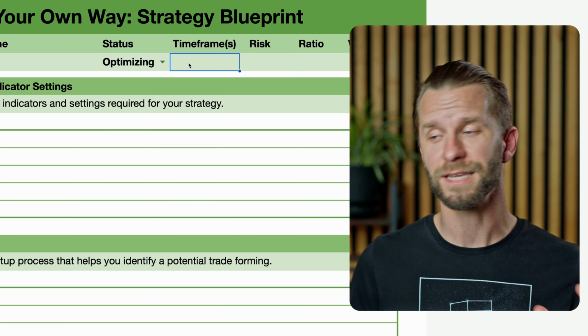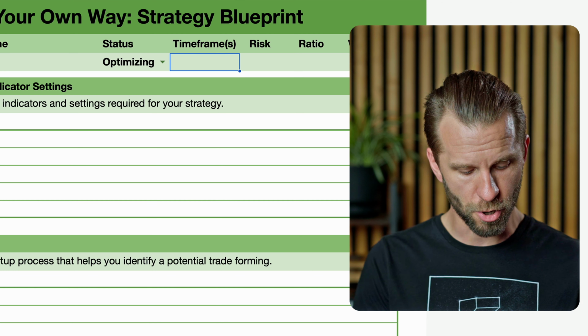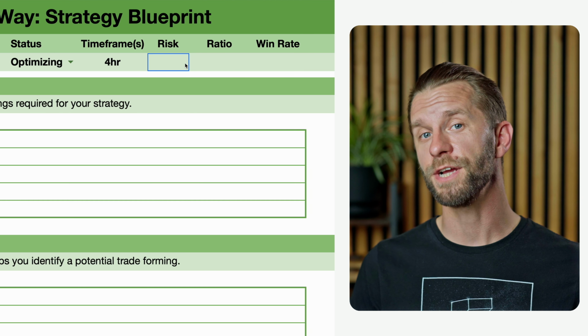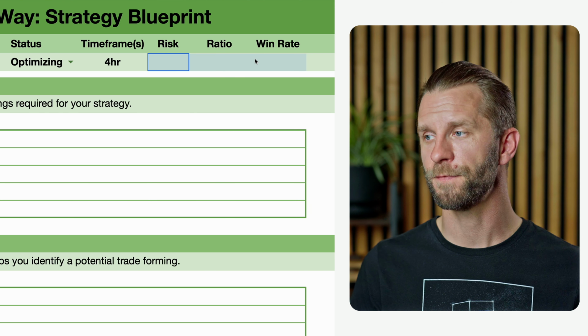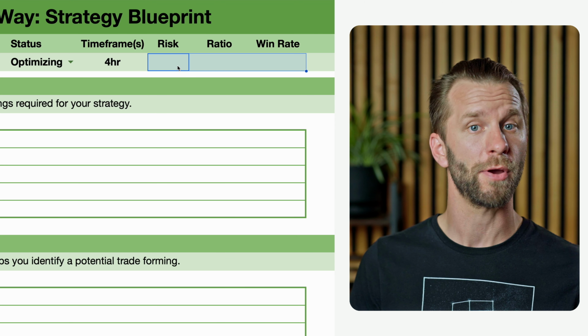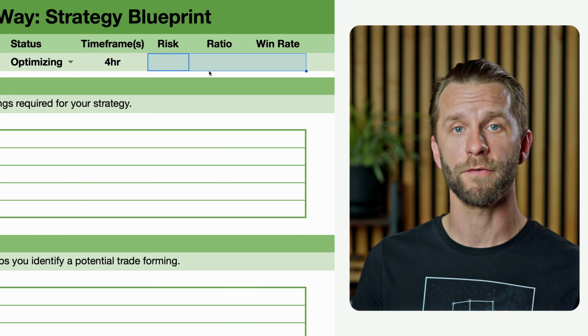Timeframes, you can put in as many as you would like here, but I know that I tested this one for the 4-hour time frame. Risk, ratio, and win rate are items we should fill out later once we've finalized the strategy and chosen a ratio and risk to trade with, which will then give us our projected win rate. Now, it's a good idea to start every concept with this sheet so you can mark down a few of the initial ideas before refining them further as you begin to backtest.